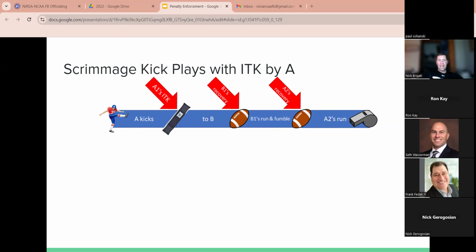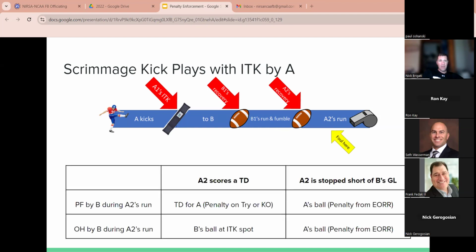If the foul occurs during A2's run, sorry, I'm going to click behind here. So the foul occurs in this last sequence during A2's run, and it's a personal foul by B during A2's run, obviously still touchdown, carryover enforcement.